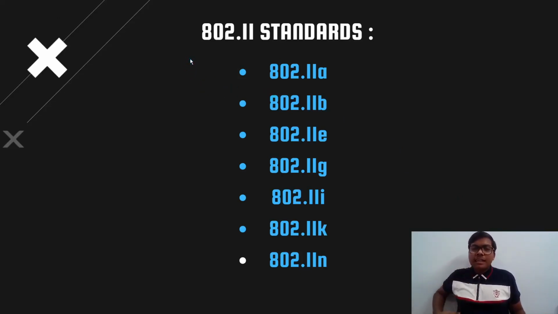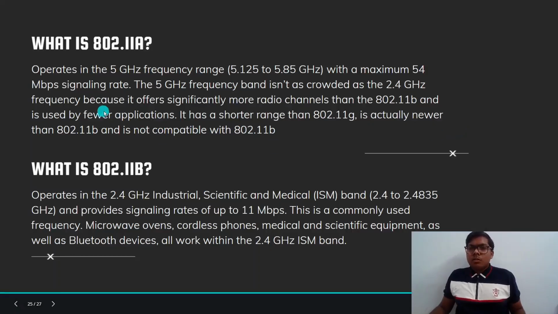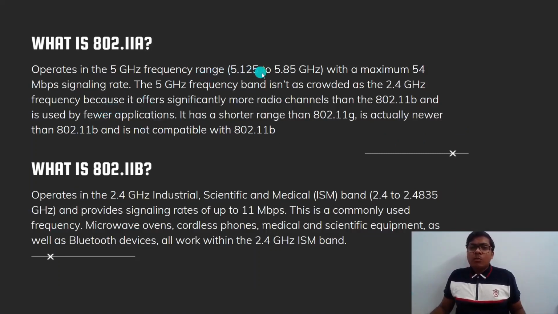Now let's get into some of the standards of IEEE 802.11. They are 802.11a, 802.11b, 802.11e, 802.11g, 802.11i, 802.11k, 802.11n. You would be wondering what all these are and why we are discussing them. Don't worry, let's discuss them well.